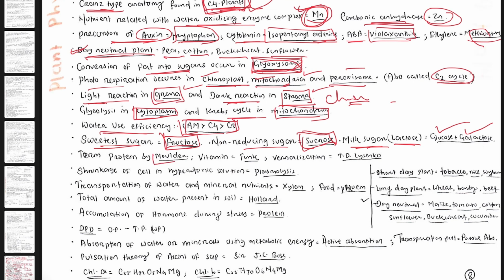The term protein was coined by Mulder. Remember, the term protein was coined by Mulder. The term vitamin was coined by Funk, F-U-N-K. The term vernalization was coined by T.D. Lysenko. This is also important.